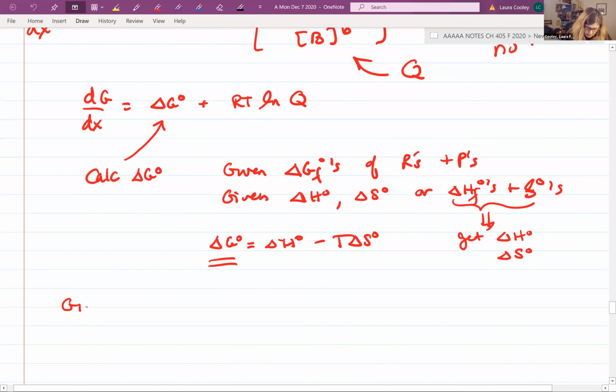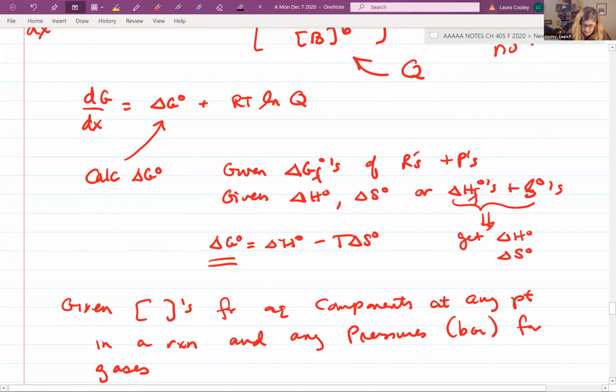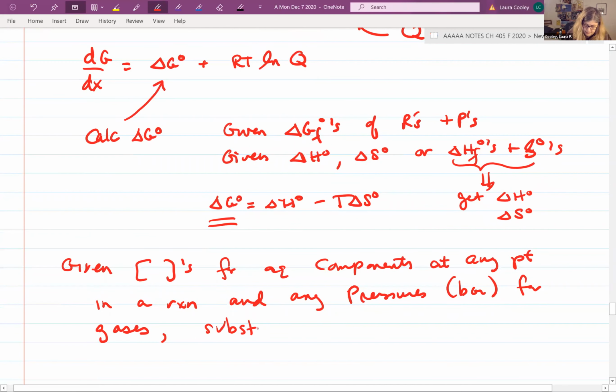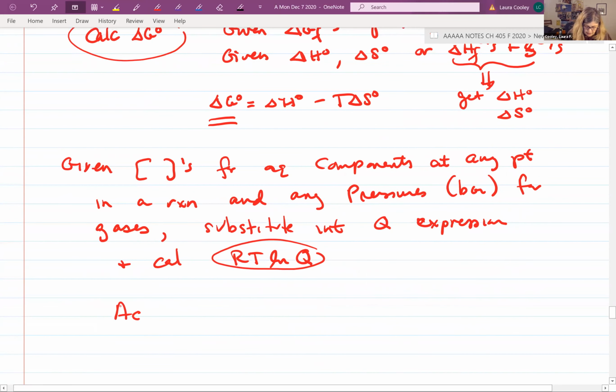So, given concentrations for aqueous components at any point in a reaction, and any pressures in bar for gases, you would substitute them into the Q expression and calculate RT times the log of Q. So you will have delta G0, you'll have RT times the log of Q. You would add these up and you will get dG dx.